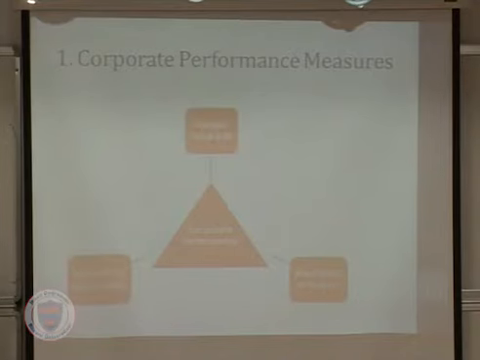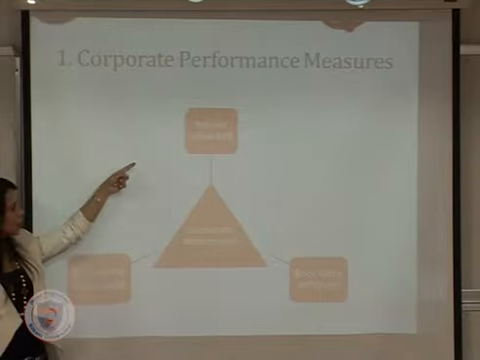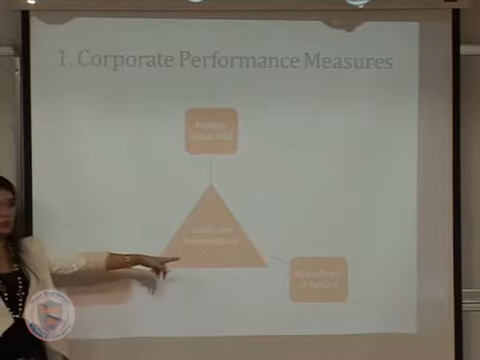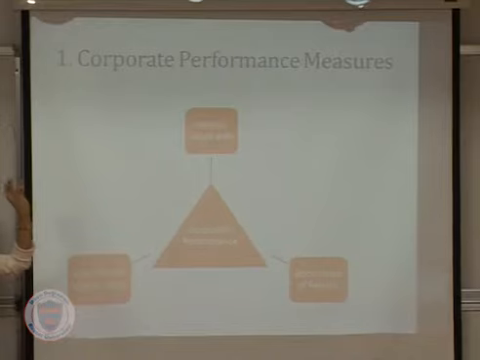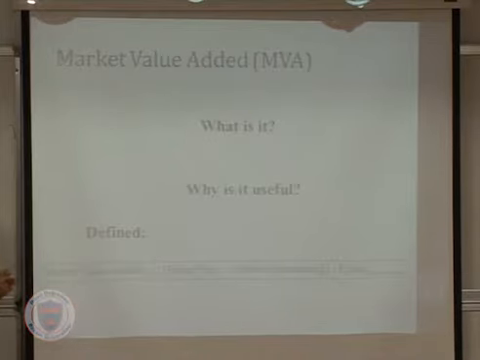Okay, so now let's dig into the measures. The first one we're going to start with is the corporate performance measures. Here we're going to focus on 3: market value added, economic value added, and book rates of return. Book rates of return are return on capital, return on assets, return on equity, basically. The others I'm not sure whether you're familiar with. So let's look at it.